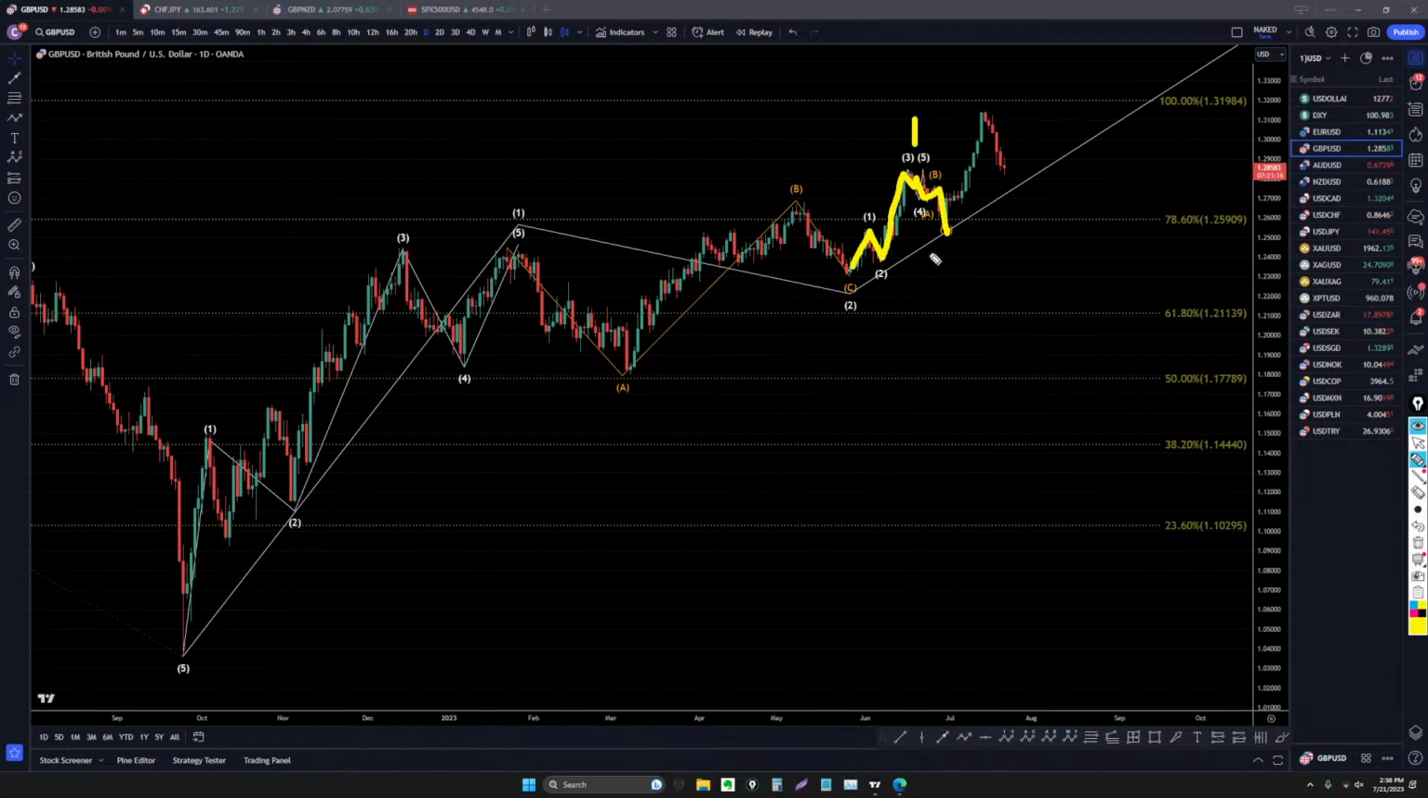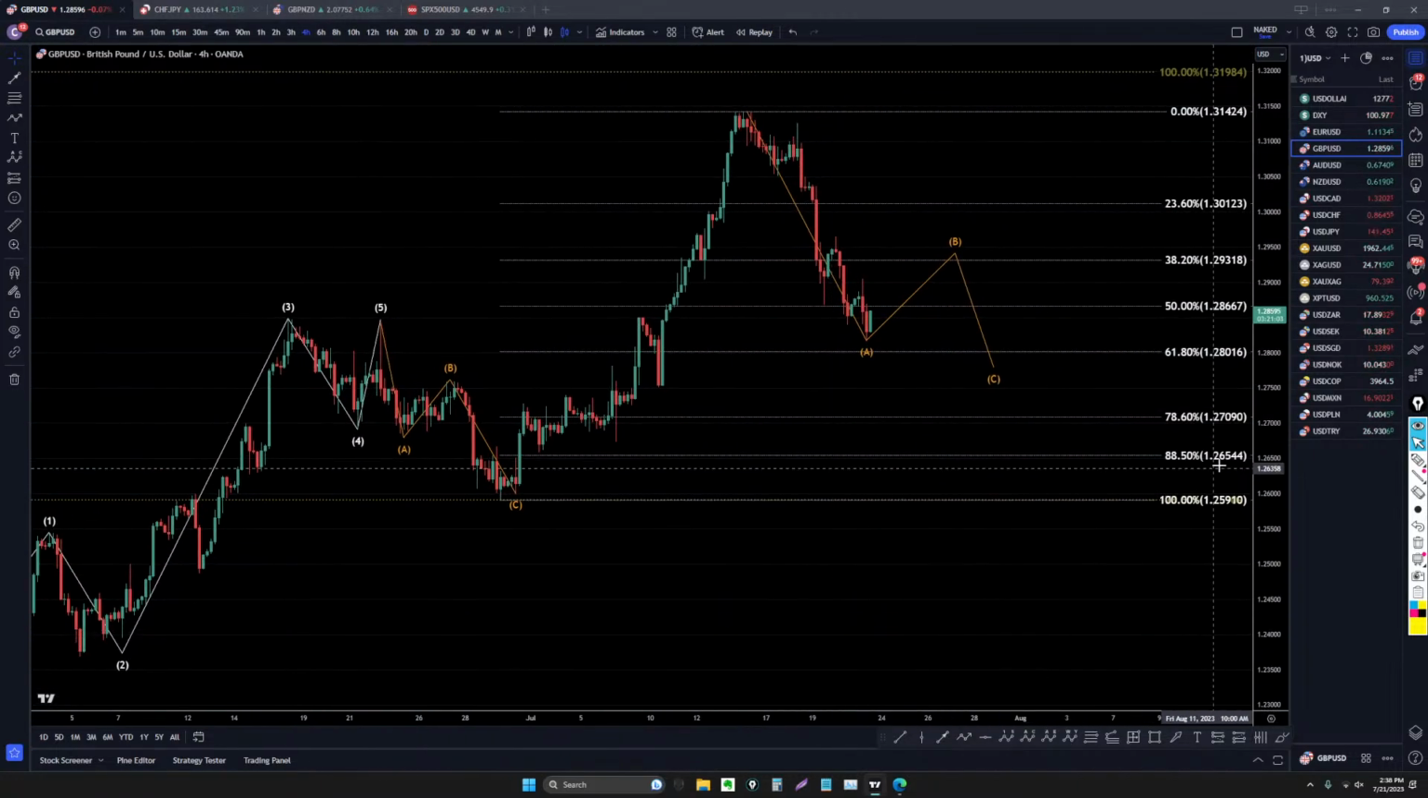I still think this is a correction, probably still a wave 2. I think anything we see to the downside is going to be nothing more than a correction to the uptrend, all subdivisions of a big wave 3. So let's take that down to the 4-hour time frame. On the 4-hour time frame, it's very, very clear that this is a downtrend.